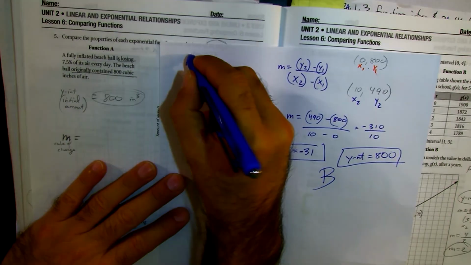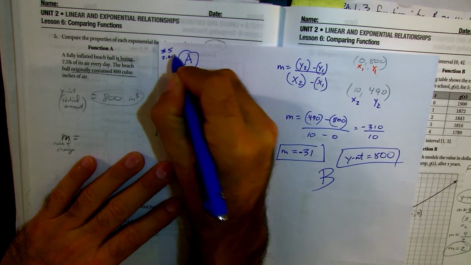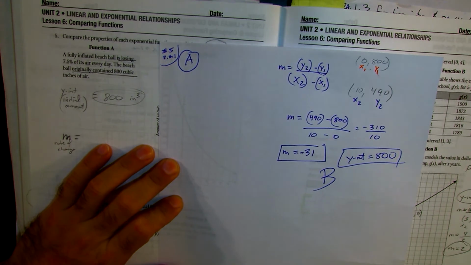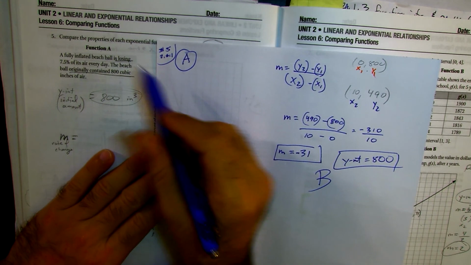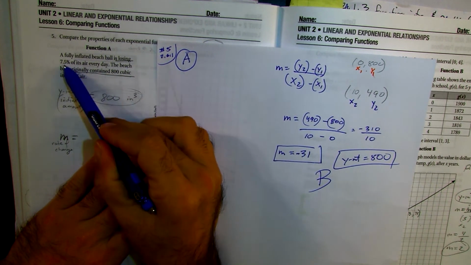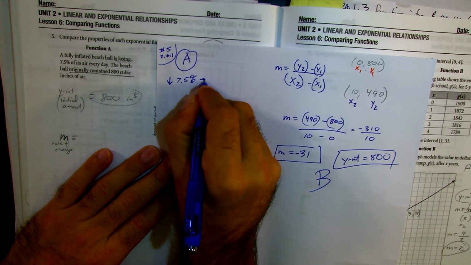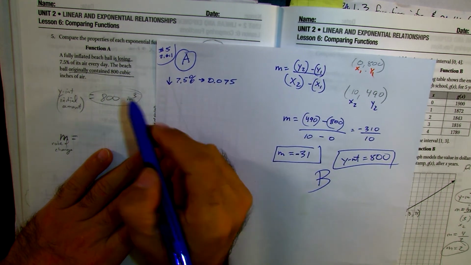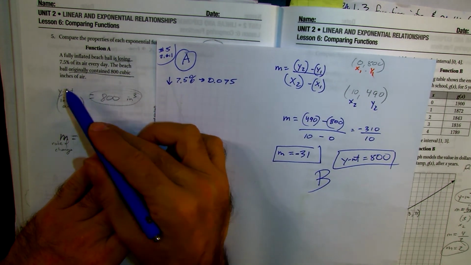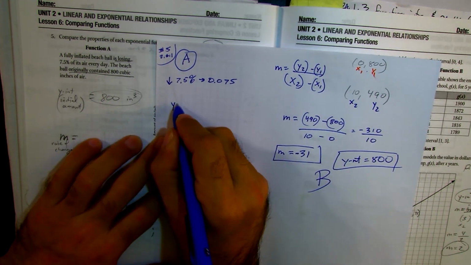Let's do A now. So this is number 5 in 2.6.1. All right, let me make sure I've got time. How are we doing? Perfect. All right, so let's look. A fully inflated beach ball is losing 7.5%, which I know is 0.075, every day. The beach ball originally contained 800 cubic inches.